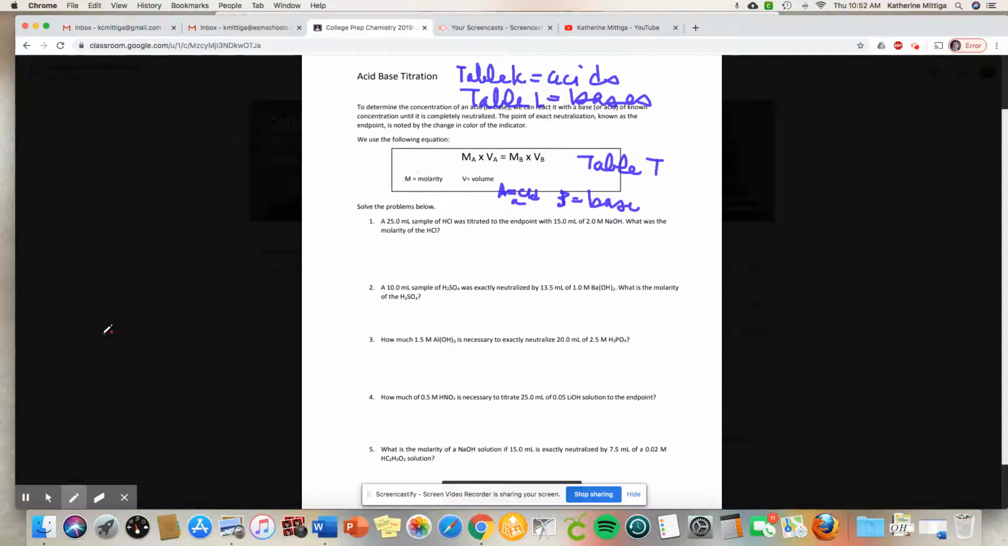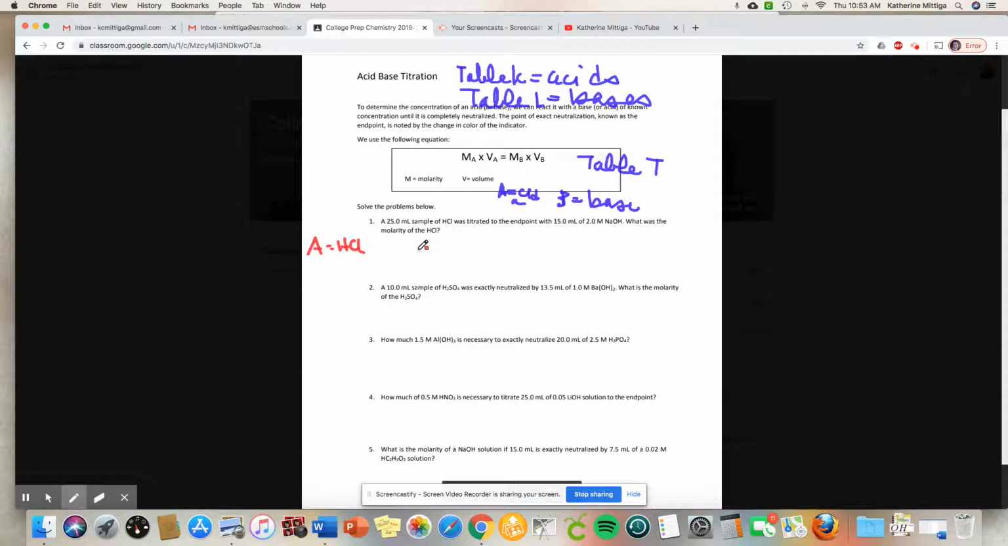And here we go. A 25 milliliter sample of HCl was titrated to the endpoint with 15 milliliters of 2 molar NaOH. What is the molarity of HCl? First thing I need to do is figure out who's the acid, who's the base. So let's go to table K and figure out who's the acid. On table K, you'll see the first one listed is HCl, hydrochloric acid. So acid is going to be HCl.